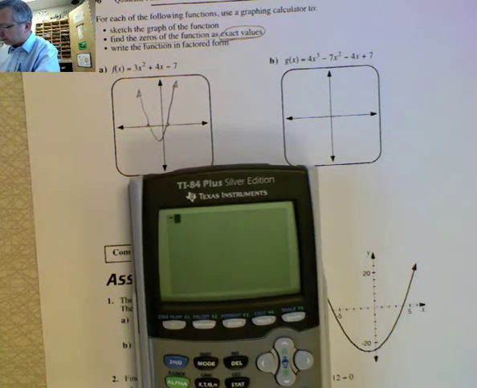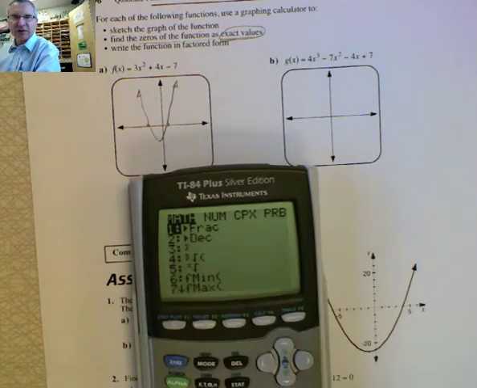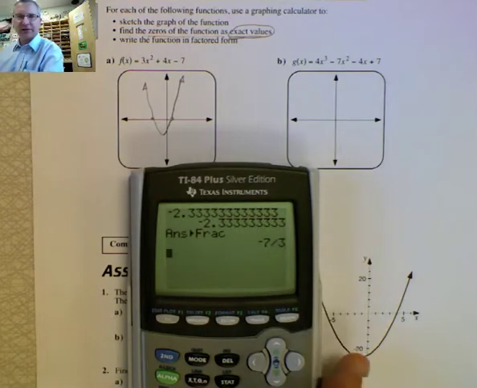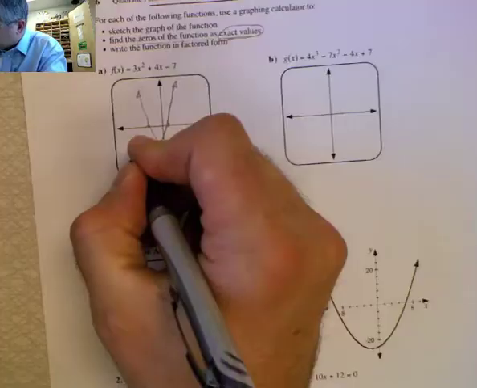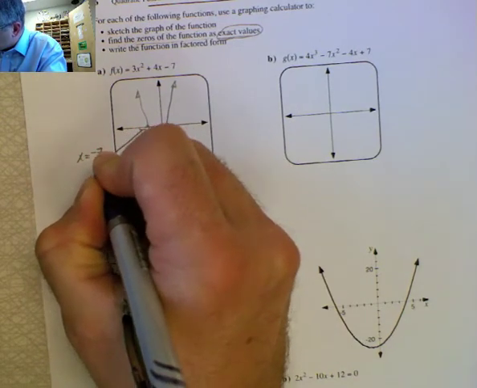So we've got negative 2.333. Put as many 3's as you can across the top of the screen and hit enter, then go math and choose the first item, which is fraction. And it's going to tell you that that x-intercept is -7/3. So this x-intercept here is -7/3.